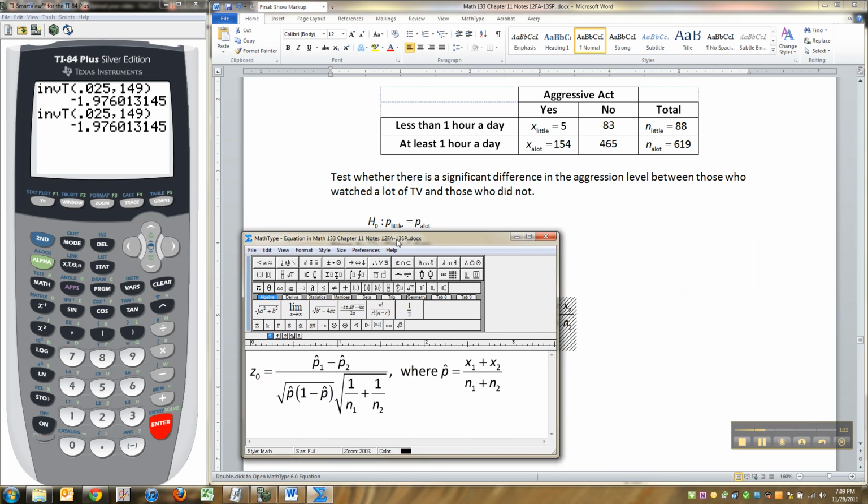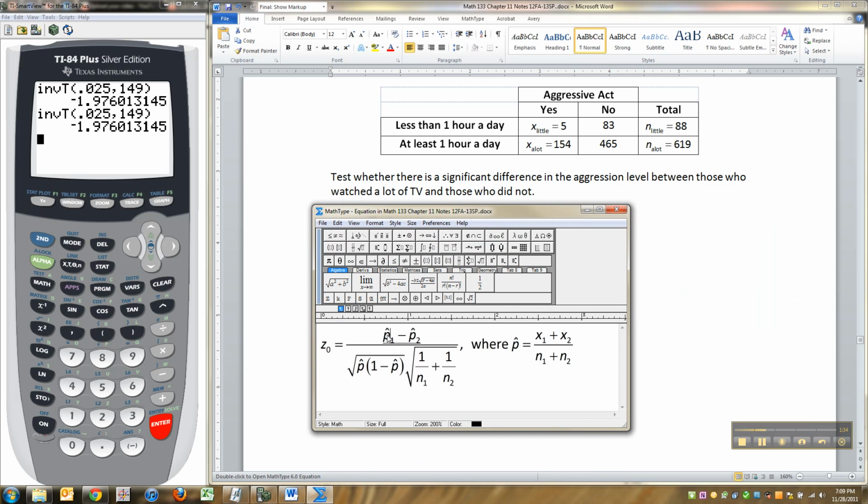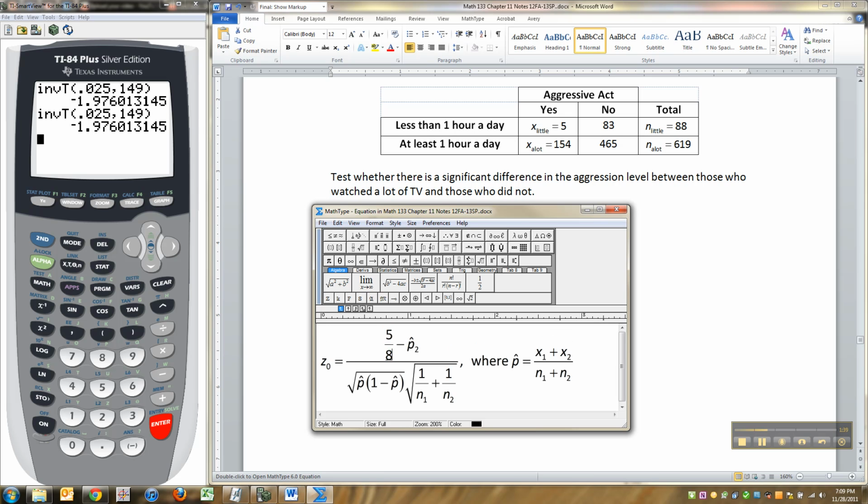So we can type those into the z statistic. First of all, p1 hat would be for the little, which is 5 over 88. And then p2 hat is the sample proportion for a lot. So it was 154 in our sample who had aggressive acts out of 619 teenagers total that watched a lot of TV. Now p hat we're going to have to go find. That's 5 plus 154 over 88 plus 619. There we go. And we can find that with our calculators.